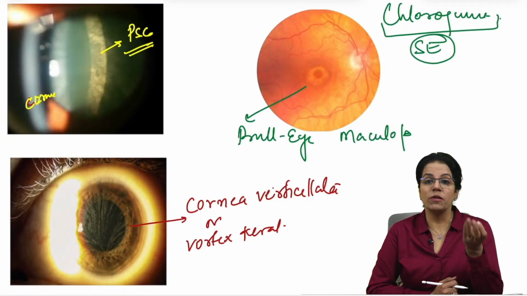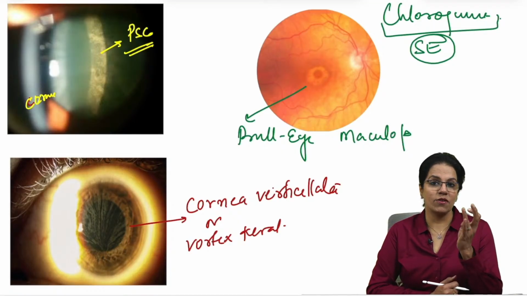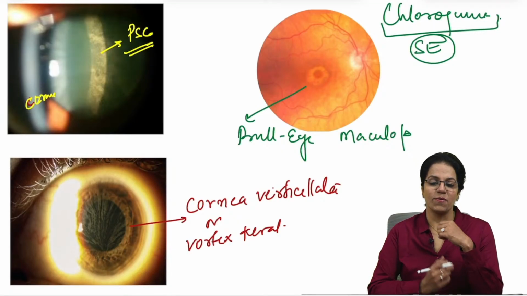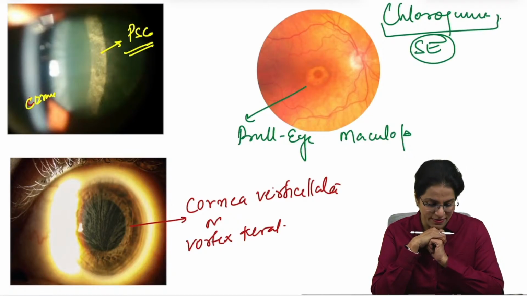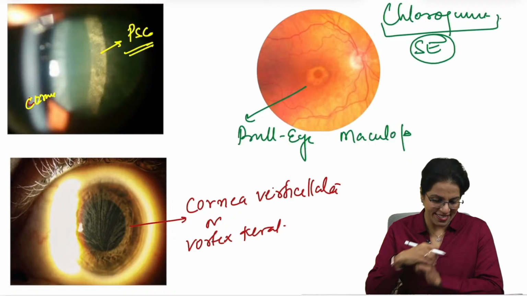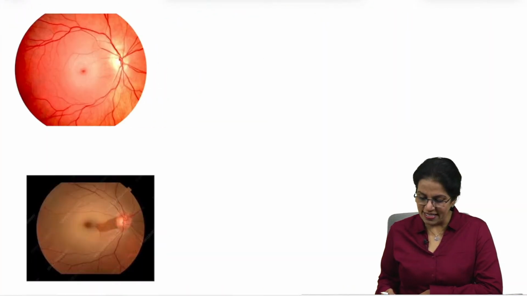Please revise with me: amiodarone, tamoxifen, indomethacin, Fabry's disease, and lastly, let's not forget netarsudil, which is an anti-glaucoma drug that can also lead to cornea verticillata. That is netarsudil. Very nice. Okay, we come to the next.